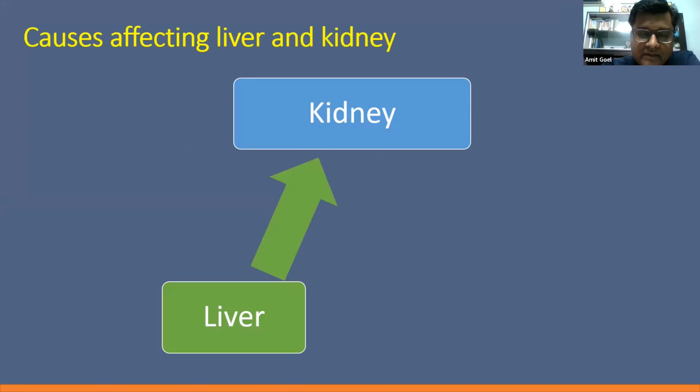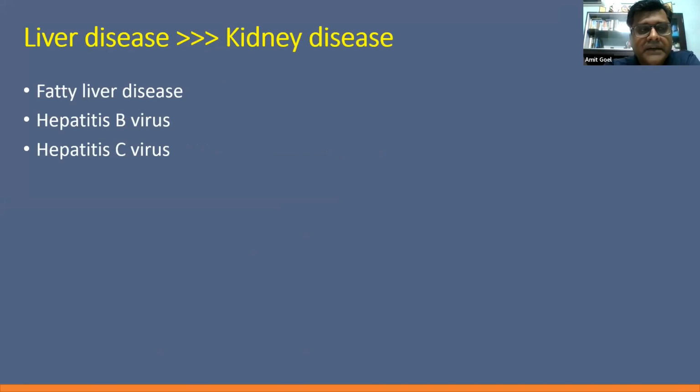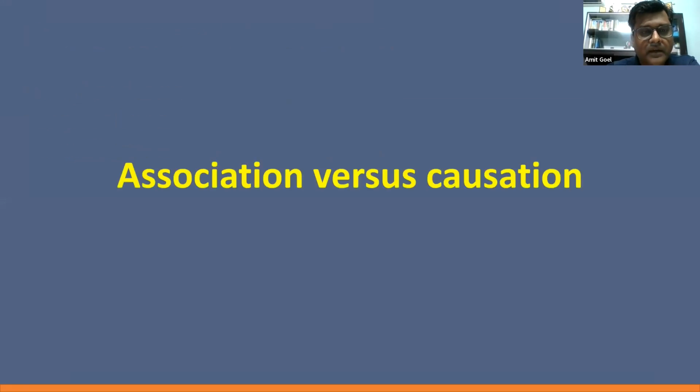I will restrict myself to a few topics where the liver is almost normal or has chronic liver disease, but non-cirrhotic, leading to kidney injury. And these are the three common conditions: fatty liver disease, hepatitis B virus, and hepatitis C virus, where liver disease leads to kidney disease. I will take them one by one.